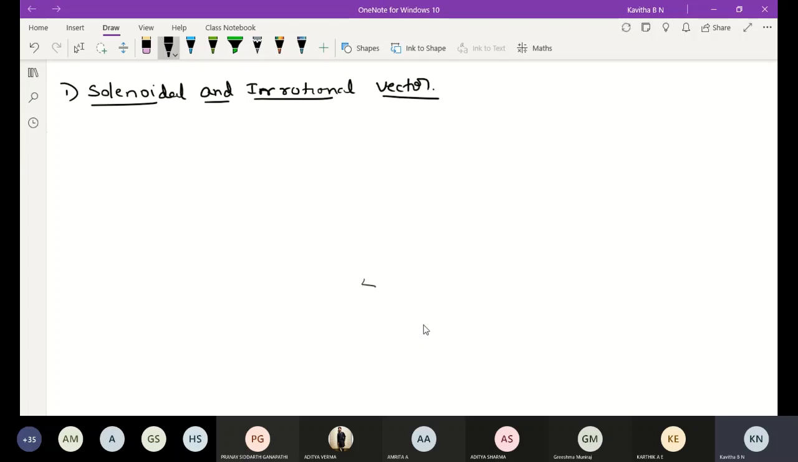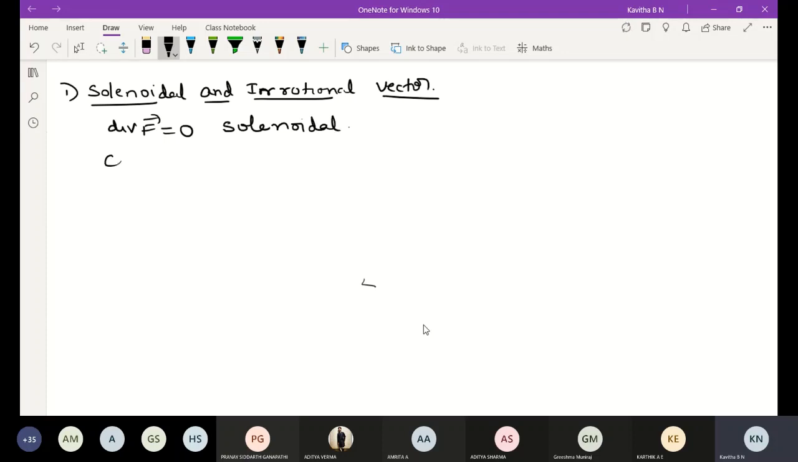Okay. Yes, divergence of a vector F vector is solenoidal. Okay, a vector F vector is said to be solenoidal if divergence of F vector is 0. Okay, solenoidal means divergence of F vector is 0, means the given vector is solenoidal.